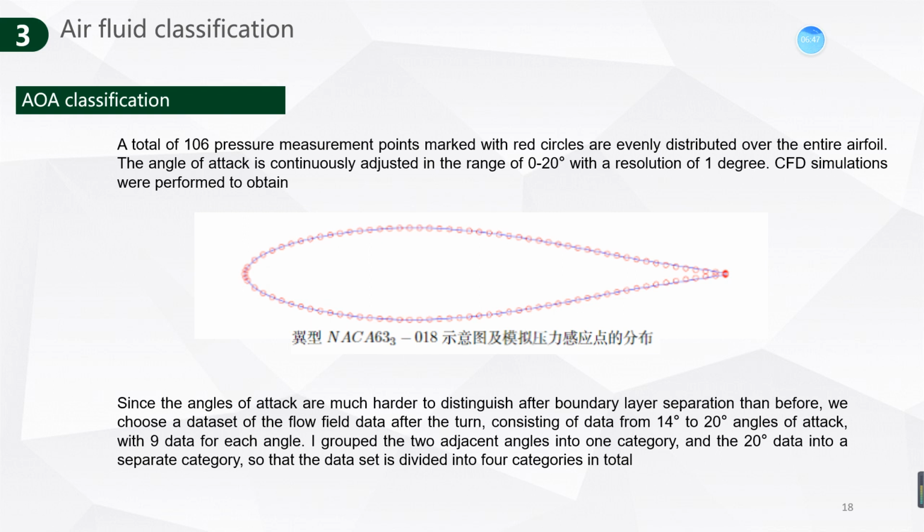And actually, we find that the angles of attack are much harder to distinguish after boundary layer separation than before the boundary layer separation. So finally, we choose a dataset of the flow field data after the turn, consisting of data from 14 degree to 20 degree angle of attacks, with 9 data for each angle.